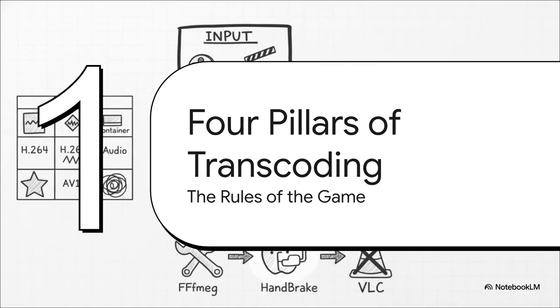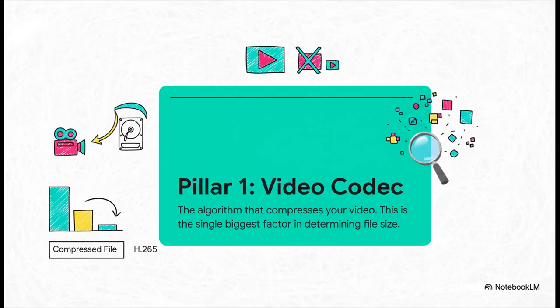So, to get that perfect result, you've got to understand the 4 big decisions you're making every single time you hit convert. Think of these as the 4 pillars of high-efficiency transcoding. If you get these 4 things right, you are golden. First up, the video codec. Now, just think of this as the engine that's doing all the heavy lifting for compression. A better, more advanced engine is going to get you the exact same visual quality, but in a much, much smaller package. This is, without a doubt, your most important choice.